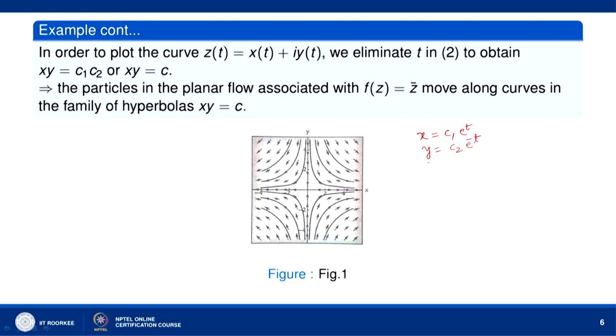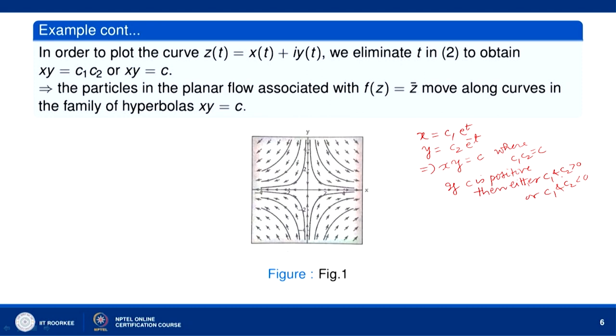Okay. So, that xy equal to c, where c1 times c2 is equal to c. So, e to the power t is always positive, we know e to the power t is always positive, e to the power minus t is always positive. Okay. So, if c is positive, then either c1 and c2 both are positive or c1 and c2 both are negative.